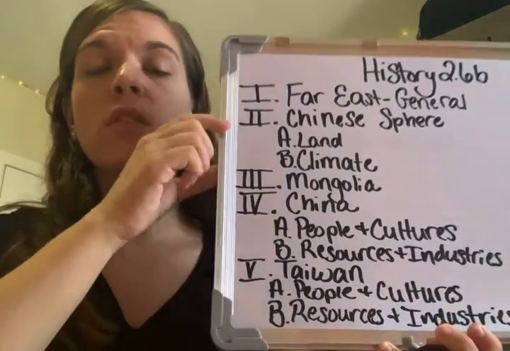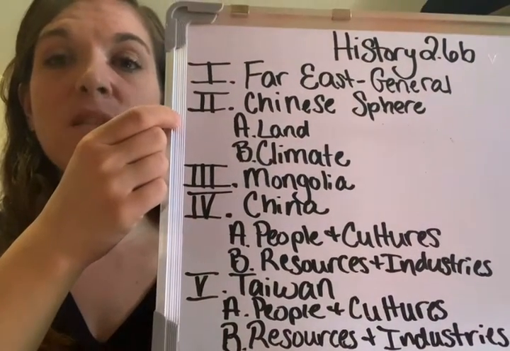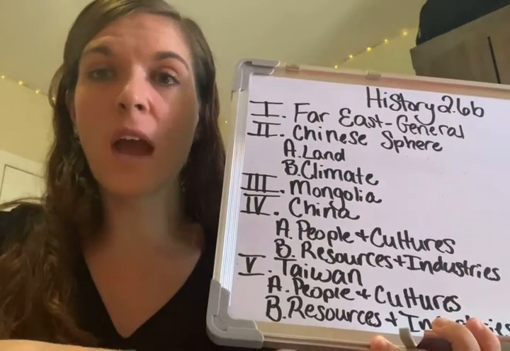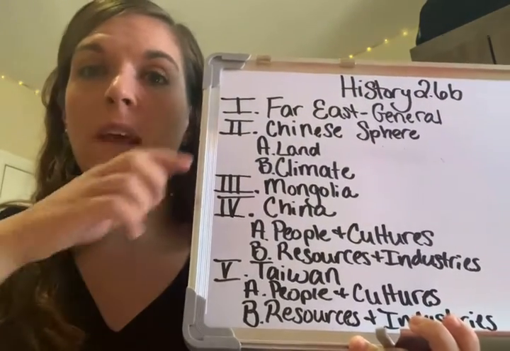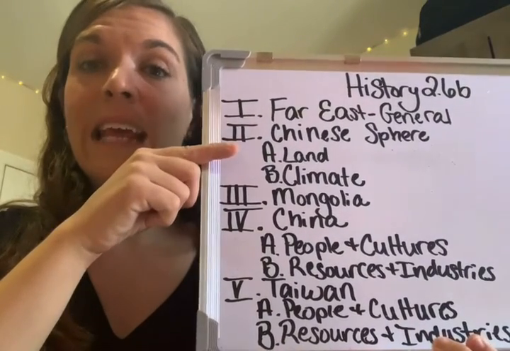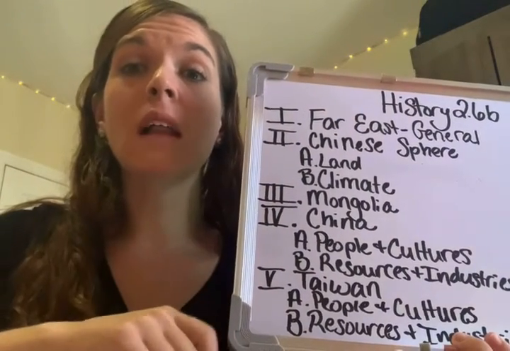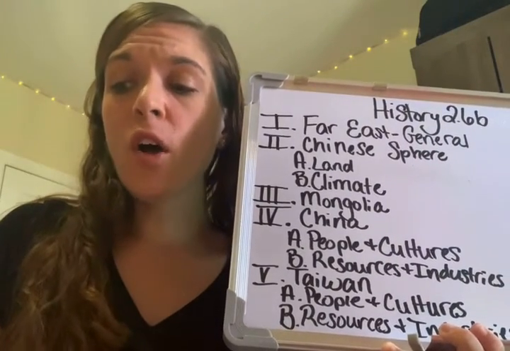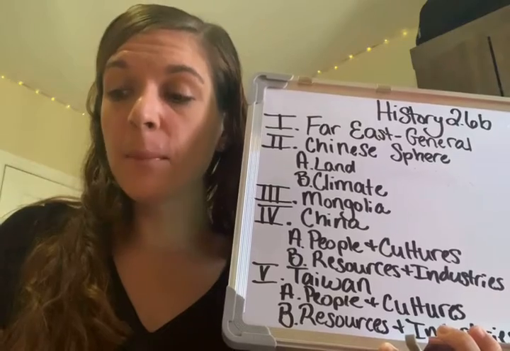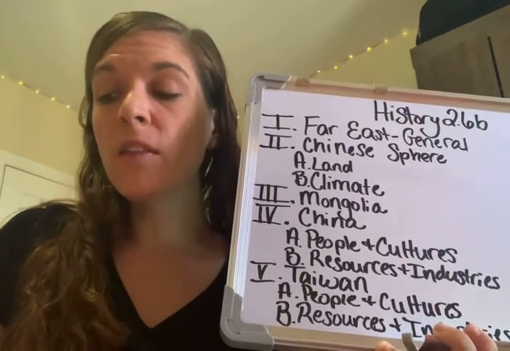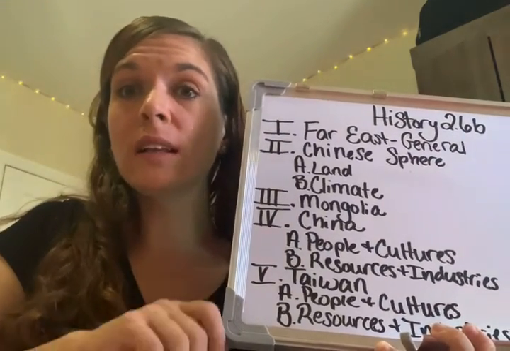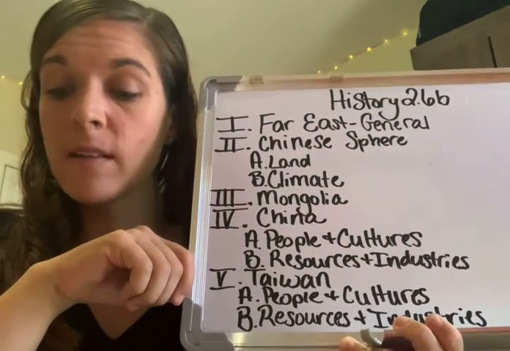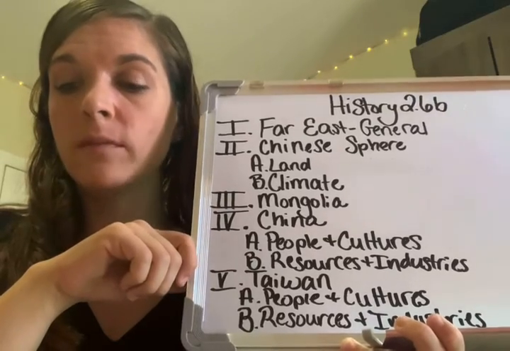And then you're going to Roman numeral number 2, which is the Chinese sphere. That's the introduction to the countries around China. You're going to give me letter A, points about land, and letter B, points about climate. You should include all these important words about the steppe, grasslands, the Gobi, the Plateau of Tibet. Those are all huge landmarks, landforms, right? And then it goes on to page 71 as well.